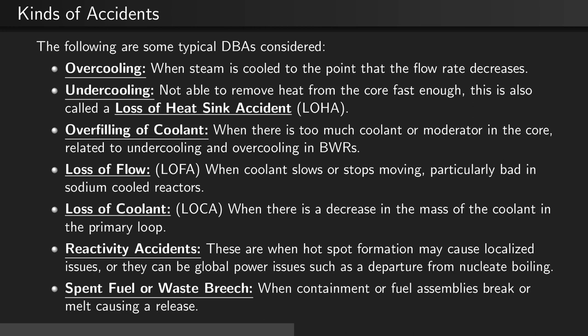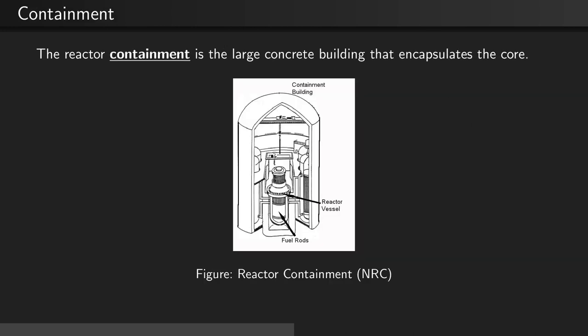Reactivity accidents are when there are hotspot formations that may cause localized issues, or there can be global power issues, such as a departure from nucleate boiling that occurs. Spent fuel or waste breach is when containment or fuel assemblies break or melt, causing a release of material. The reactor containment is the large concrete building that encapsulates the core, as seen here.